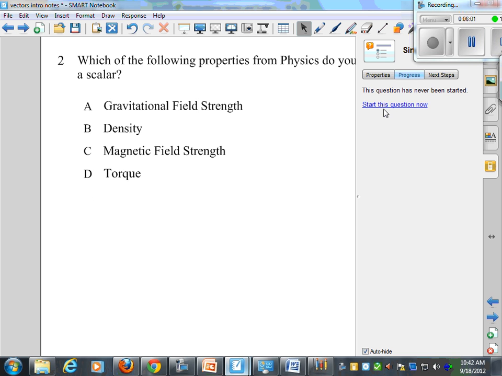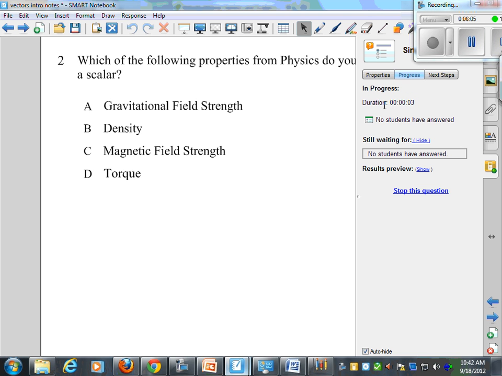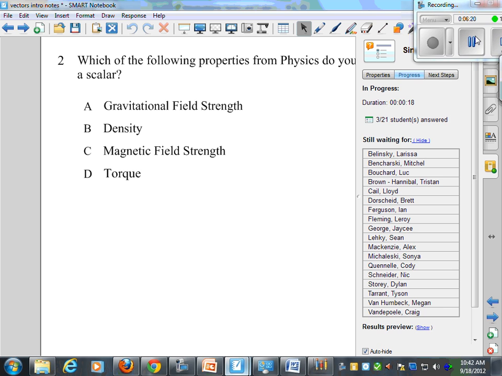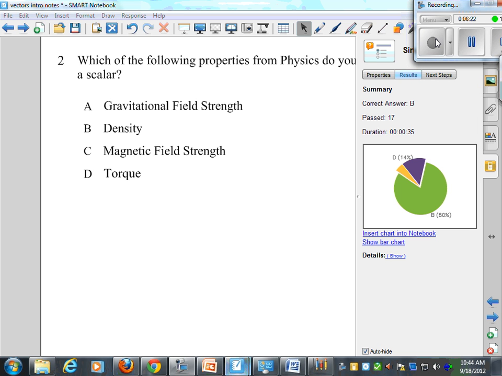Okay, next question. Which of the following properties in physics do you think is a scalar? Gravitational field strength, density, magnetic field strength, or torque? You've got a phone in your pocket. All right, well, if you were listening carefully and paying attention, you would have known that density was on the list before, right? And so therefore, if it wasn't a vector, it must be a scalar.